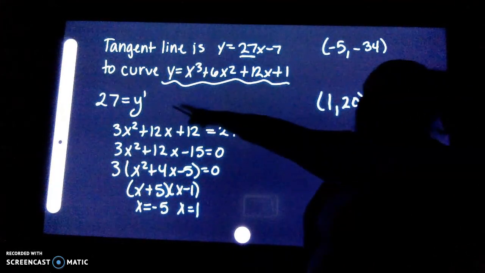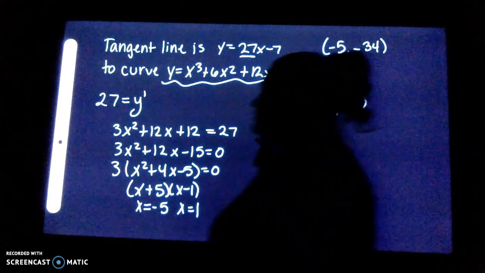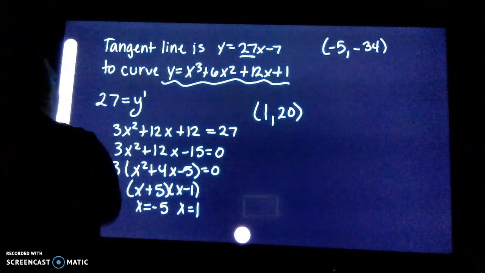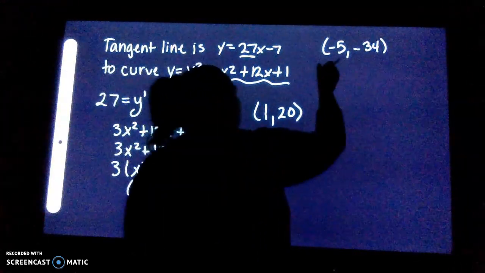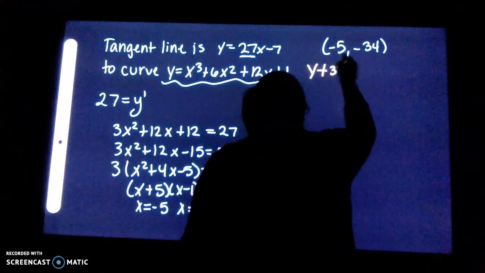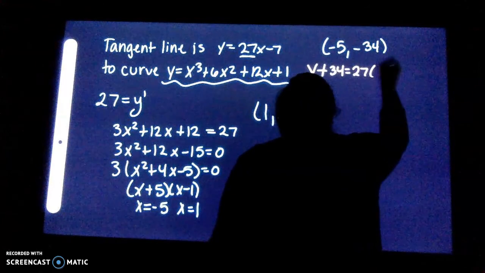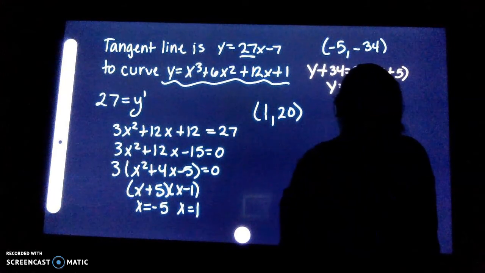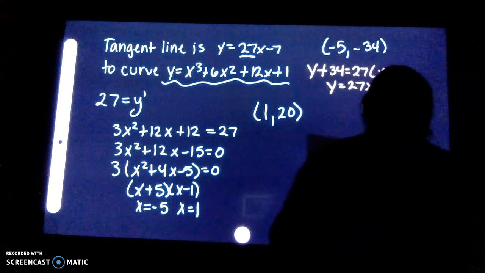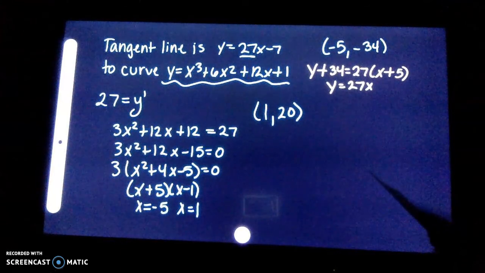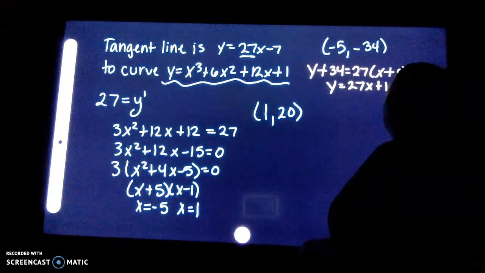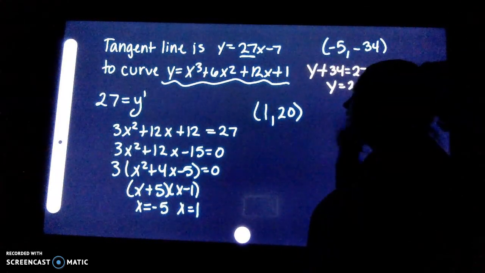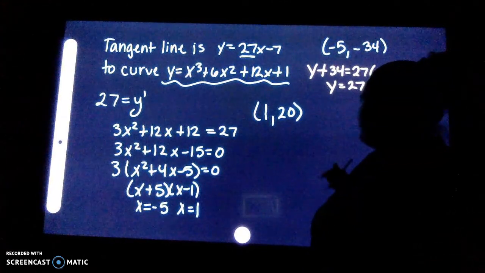Because I know what its slope is, it's 27, and I have a point, we're just going to do point slope form. Okay, so I'm going to drag this over. I'm going to do negative 5, negative 34 first. So I have y minus a negative 34 equals 27 times x minus a negative 5. Distribute and combine. I get y equals 27x, 27 times 5 is 135, minus 34 is 101. That does not match the tangent line that I calculated or was given, so it's probably going to be this point, but we still have to prove it.